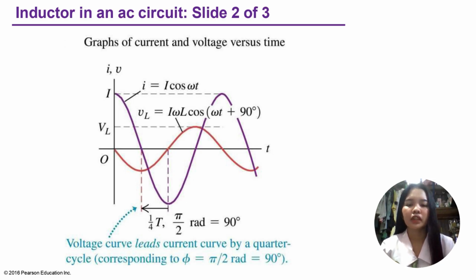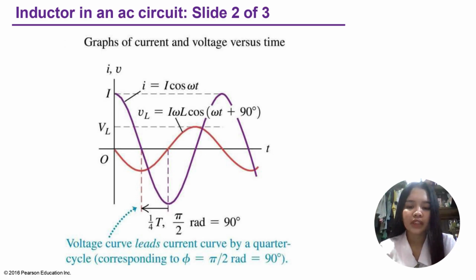The graphs of current and voltage versus time for an inductor in an AC circuit reveal a crucial difference compared to resistors. The voltage and current are not in phase. Instead, the voltage curve leads the current curve by a quarter cycle, which corresponds to 90 degrees or pi over 2 radians. This means that the voltage reaches its peak value a quarter of a cycle before the current reaches its peak value.